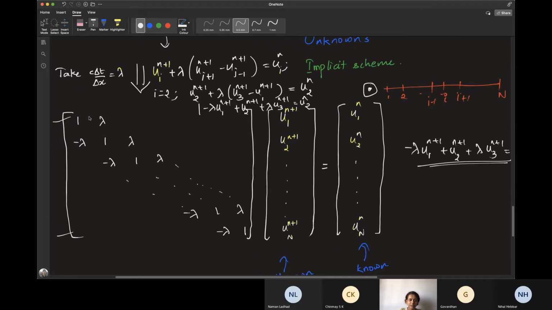So just look at the second equation. The second equation will get multiplied by the first 3 terms, right? Because first row: minus lambda into u1 n plus 1, plus 1 into u2 n plus 1, plus lambda into u3 n plus 1 will be equal to u2n, and the rest of the terms are 0 in this matrix. So we'll have only zeros here.